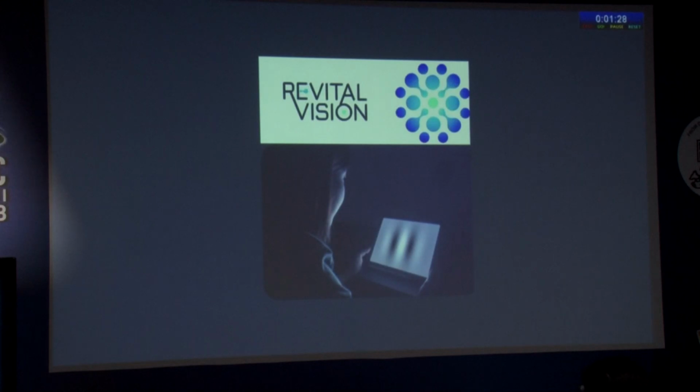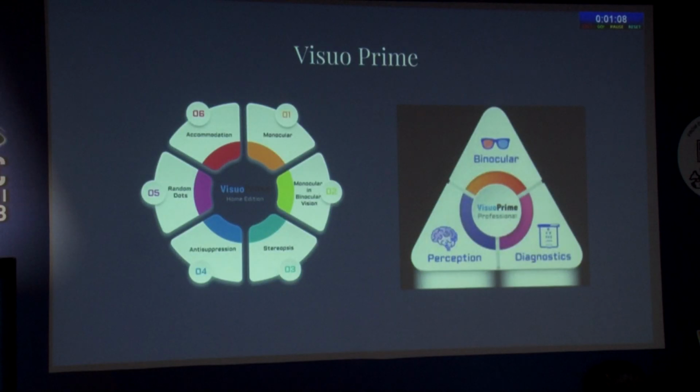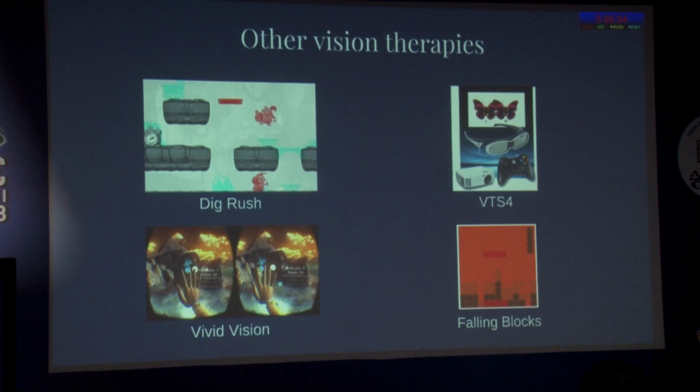Revital Vision is a perceptual learning-based program, which can be used for both organic and functional amblyopes. Binox is a dichoptic anti-suppression software. It's user-friendly and works well with all amblyopes, especially refractive amblyopes. Vishwa Prime is another, by the Shankara team, which has a home edition and a professional edition, where the patients can perform at the office, and this is again dichoptic anti-suppression based. The other VR-based and mobile-based therapies are DIGRUSH, VTSO4, Vivid Vision and Pauling blocks.